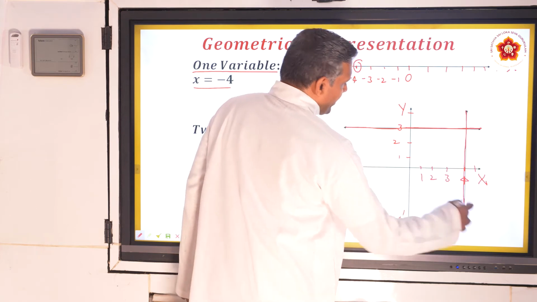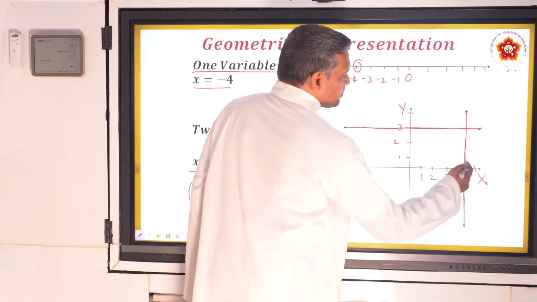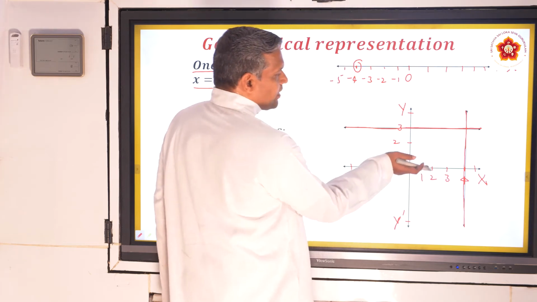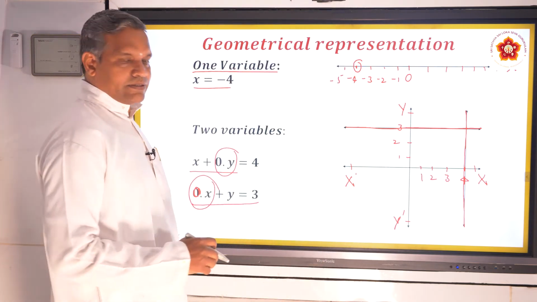You get a line which is parallel. This is parallel to the y-axis. This is parallel to the x-axis. That's how you go with it.